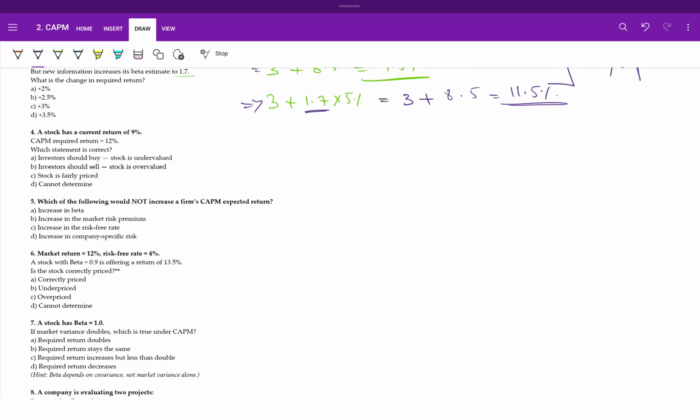A stock has a current return of 9%. So the actual is 9%. The expected is 12%. So here the actual return is 9, and the actual is less than expected. So this is overpriced.